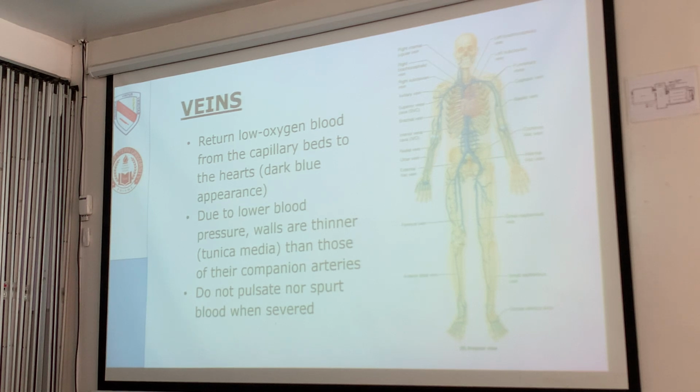For the veins, it's still the same, but on the opposite spectrum. It returns low oxygen blood to the capillary beds of the heart, usually with a dark blue appearance. Due to lower blood pressure, walls are thinner and they run in the immediate vicinity of their companion arteries. They do not pulsate or spurt blood when severed. So you can actually, grossly, identify between artery and vein.